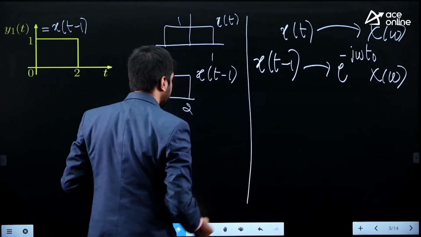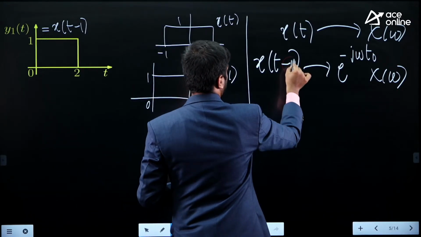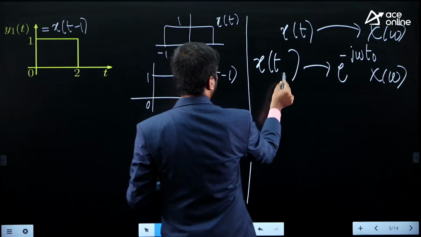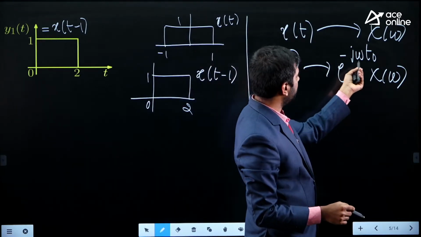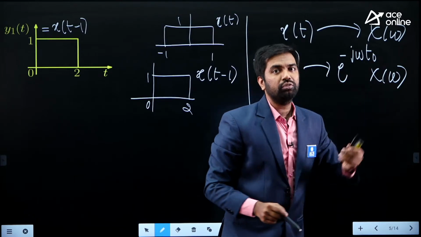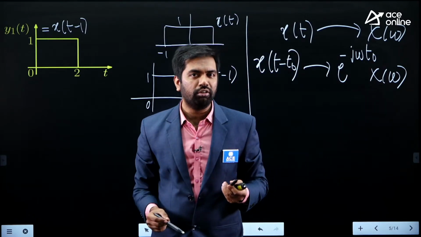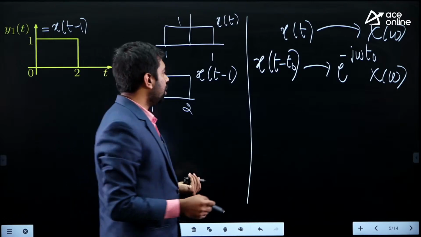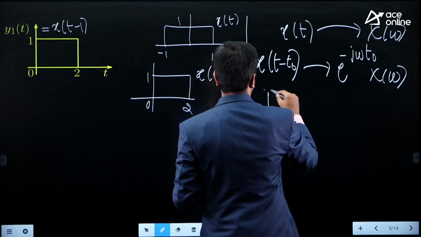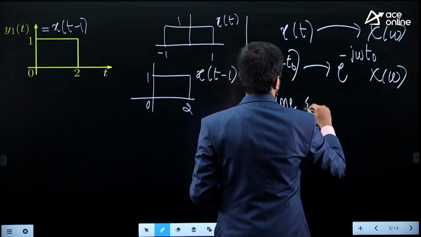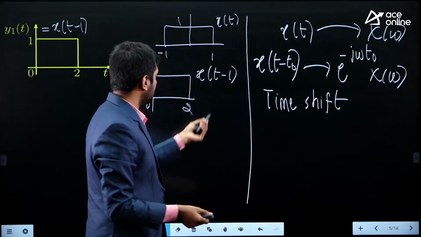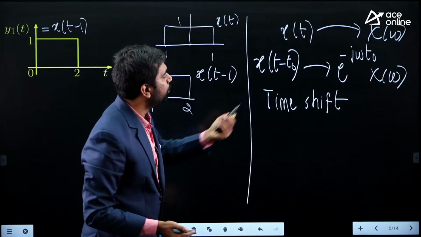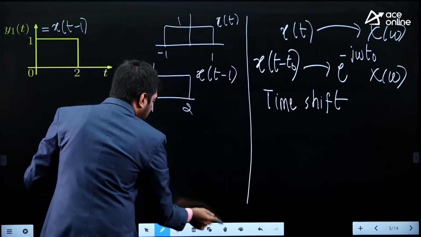Let me generalize. x of t minus t naught has Fourier transform e power minus j omega t naught into X of omega. What is this property called? This is called time shifting. Now what you have to do is compare what is t naught. t naught is 1.